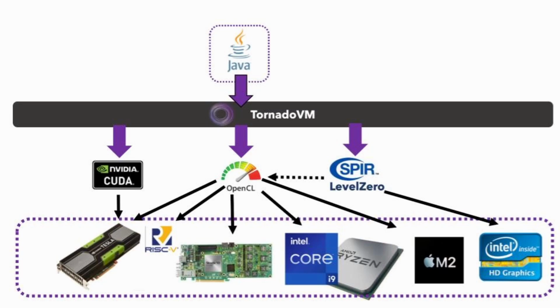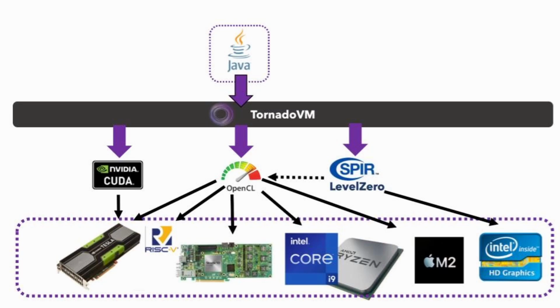And the third backend that TornadoVM has is SPV. For SPV, you need the tooling called Level Zero. Level Zero is a very low-level API to dispatch code to run on GPUs currently. And you can get this through the Intel oneAPI SDK.